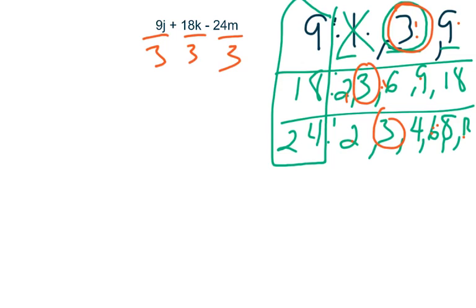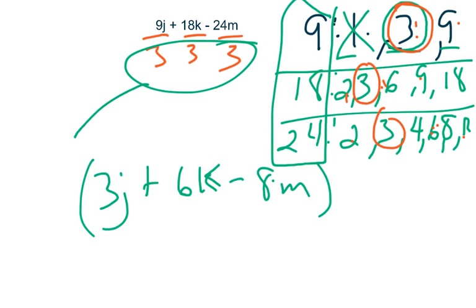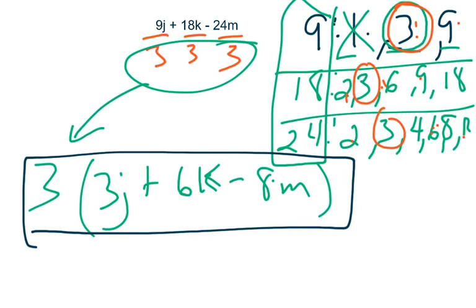So 9j divided by 3 is 3j. Then we bring down the plus sign. 18k divided by 3 is 6k. Bring down the minus sign. 24m divided by 3 is 8m. Put it all in parentheses, and then we take this number and put it right on the outside. And so that gives us 3 times, parentheses, 3j plus 6k minus 8m.